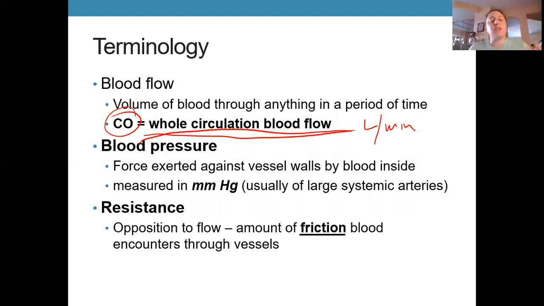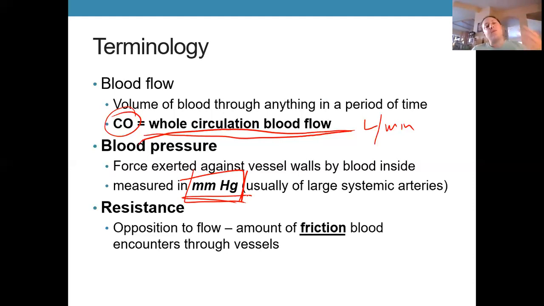So pressure is the force exerted against the insides of the blood vessel walls by the blood that's inside of it. You can think about it like how inflated a balloon is at any given area. If you had a water balloon or an air balloon, the air or water inside is pushing against the stretchy walls of the balloon, and that determines how much pressure it is. We measure pressure in millimeters of mercury.